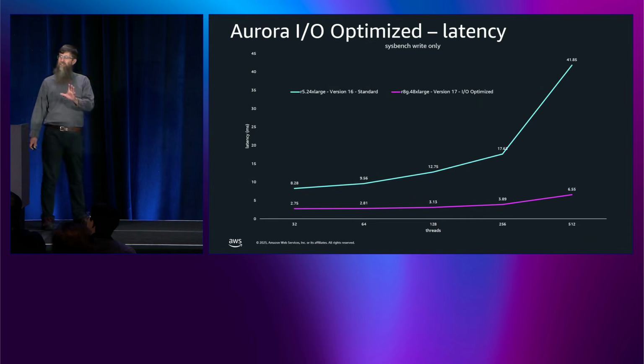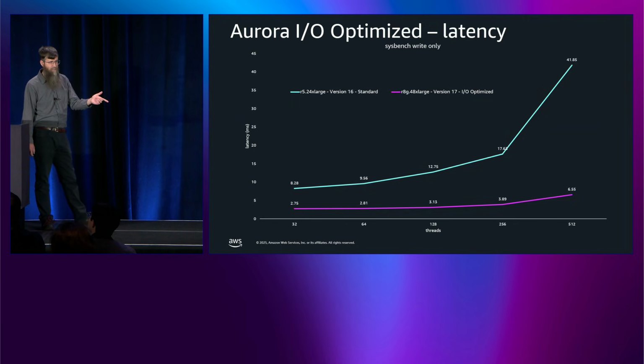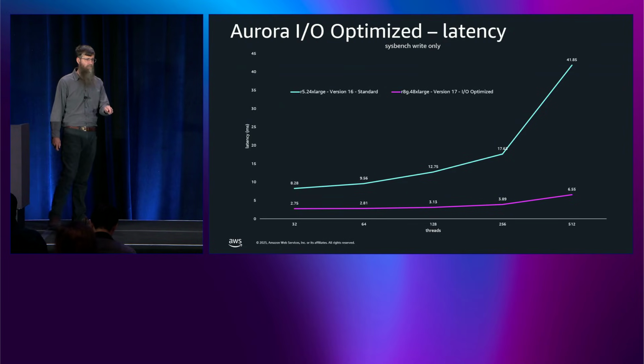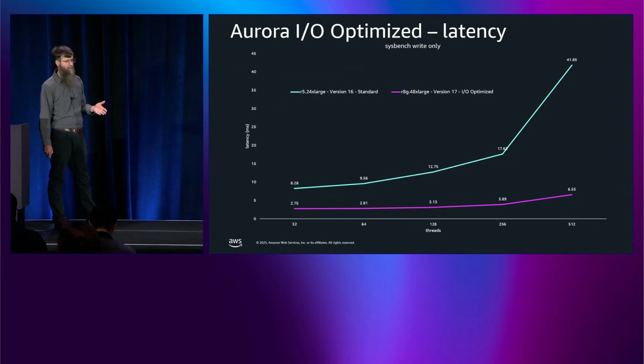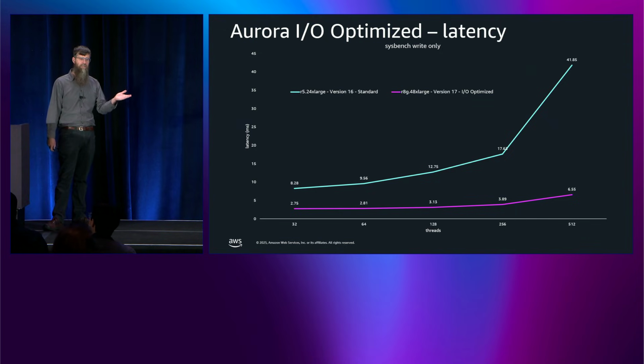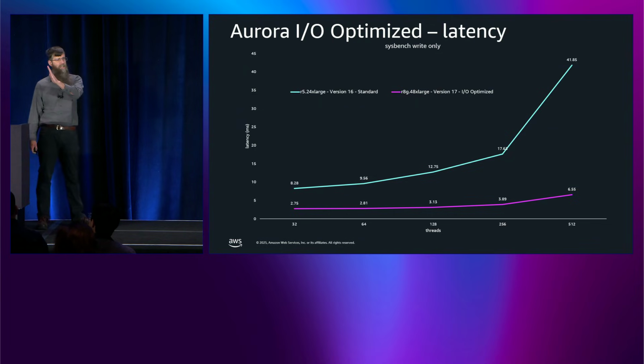Okay, so now let's look at the latency of a similar test. This is actually what we built I/O Optimized for. The throughput ones were just bonus points. This is where the money is, right? So this is sysbench write only. This is a latency on the y-axis, so lower is better. The blue line is the R5 24x large, version 16 Postgres. We can see how it's getting saturated towards the right-hand side there. The latency's kicking up.